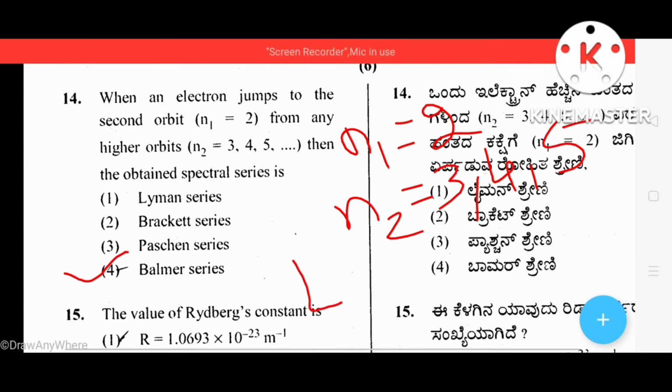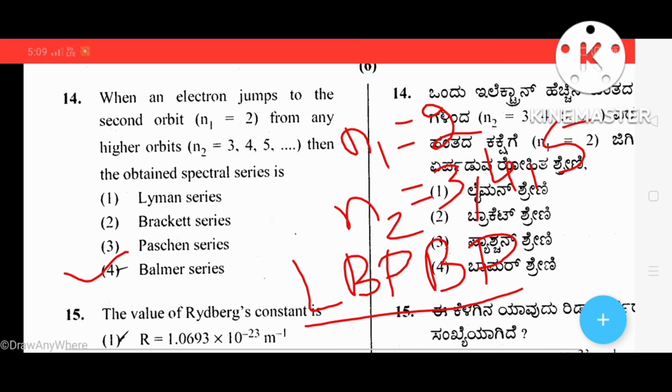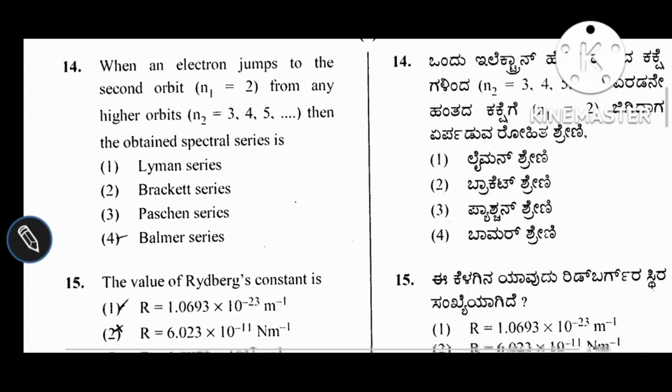We are having Lyman, Balmer, Paschen, Brackett and Pfund series. These are the 5 spectral series we are going to study. Lyman, Balmer, Paschen, Brackett and Pfund series. Keep this formula: L, B, P, B, P. Remember this, you can write all the 5 series serial-wise. So the correct option is the Balmer series for this question.